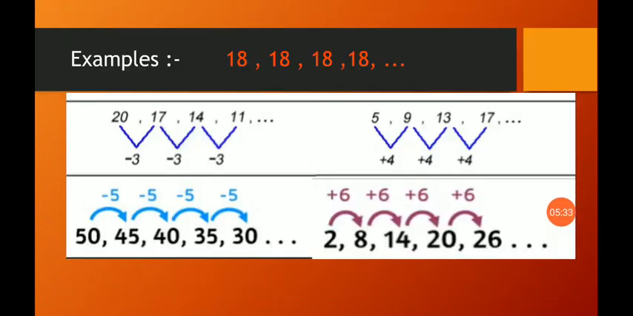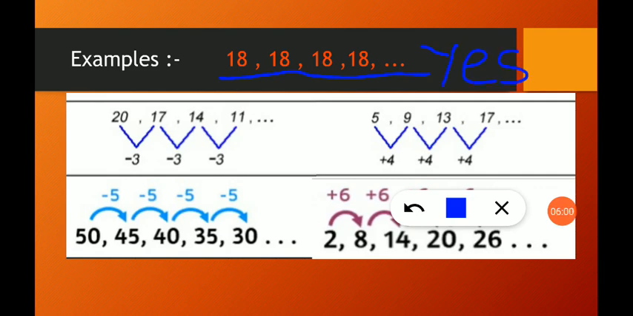The first example is 18, 18, 18, 18 and so on, which means that here the number 18 is repeated. So is it an AP? Yes, it is an AP because every time we are adding 0 to it. We are adding 0 to every term, and thus we can say that it is an AP.